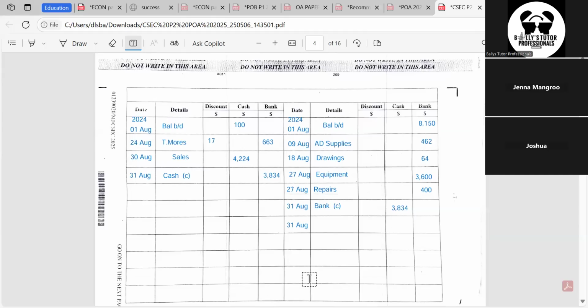The details is your balance carried down, and the amount is the difference between both sides. So I'll add up the debit side and minus the credit side from it. When I do that, that will leave me with 500.